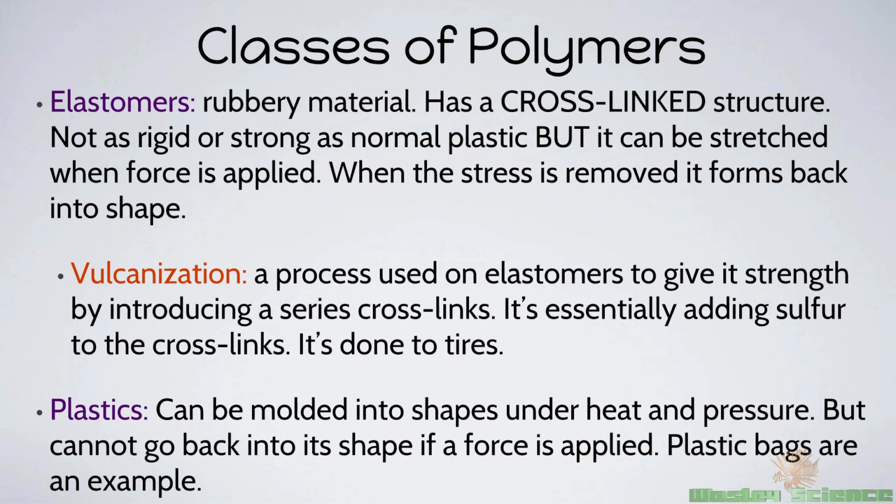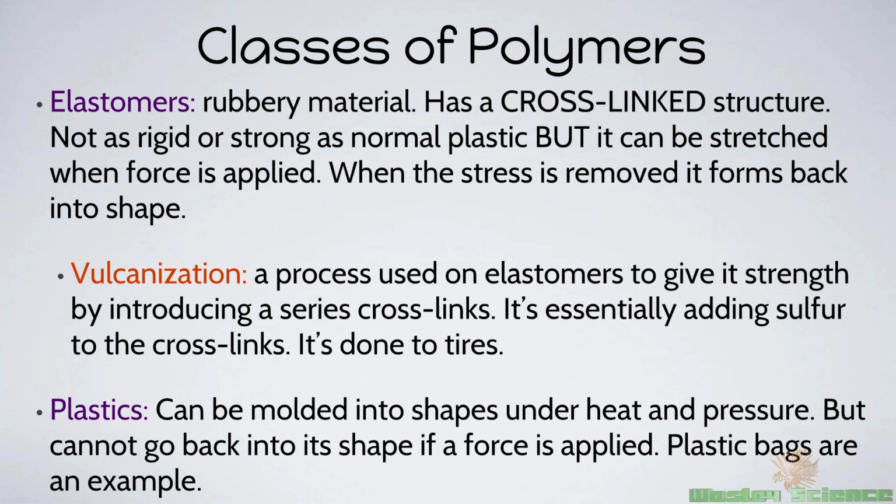So some words to review here. Elastomers. I haven't really talked about elastomers yet, but they are a cross-linked structure. Examples of elastomers are actually silly putty. So silly putty is not very rigid, it's not as strong as normal plastic, but it can be stretched when force is applied. When the stress is removed, it will form back into some sort of shape. But like I said, with cross-linked structures, you can't really recycle them. So silly putty is only silly putty. It doesn't really become something else.